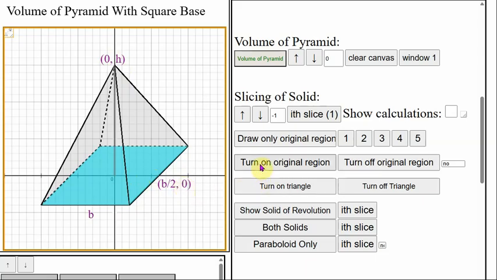Then to find the volume of this pyramid, I'm going to slice it into thin slices like this. If we divide the pyramid into n number of slices, then this is one of the slices. And so let's find the volume of this ith slice.